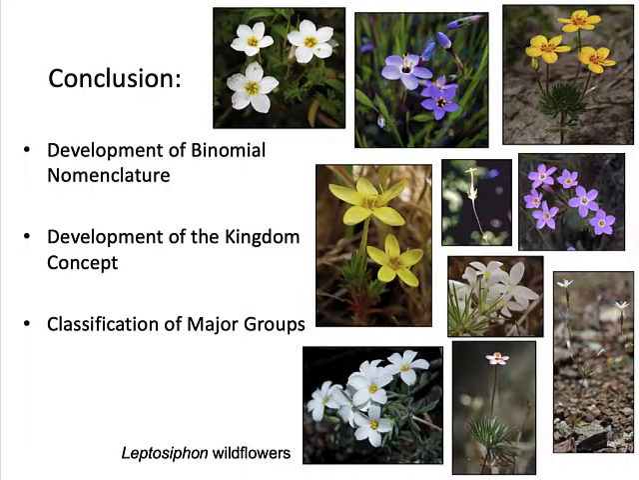All right. So in conclusion, we now understand the development of binomial nomenclature and the development of the kingdom concept and how we can break down these organisms into major groups based upon evolutionary relatedness. These flowers that you see on your screen belong to the genus Leptosiphon, and these are the flowers that I studied when I did my master's thesis.